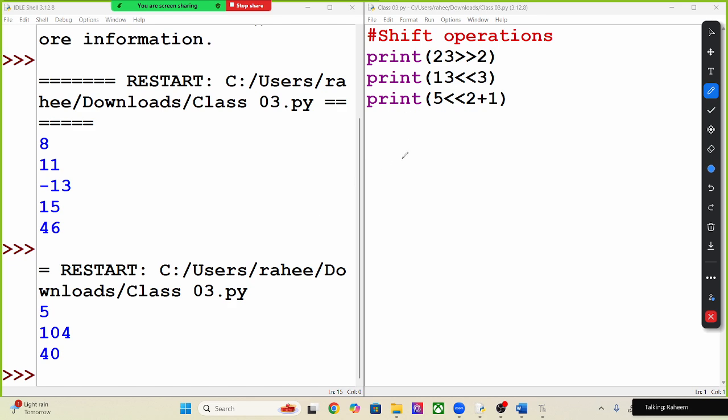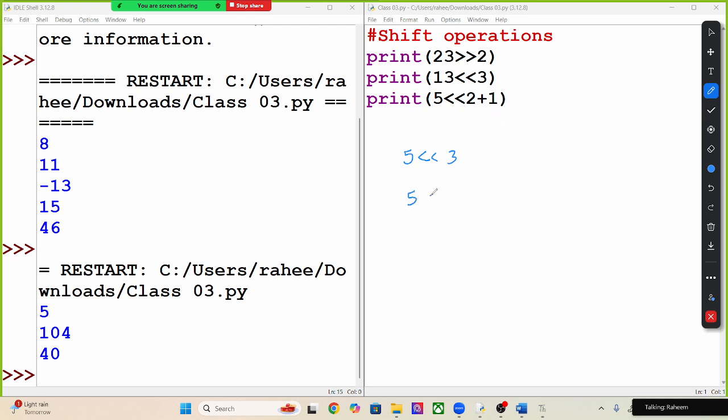The next one is 5 left shift (2 plus 1). 2 plus 1 is 3, right? So we discussed the order: the bracket, power, division, multiplication, addition and subtraction, comparison operator. After that only the shift comes. So before we do shift operations, first we have to complete arithmetic operations. So 2 plus 1 is 3.